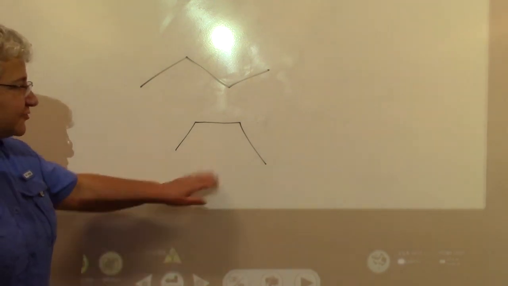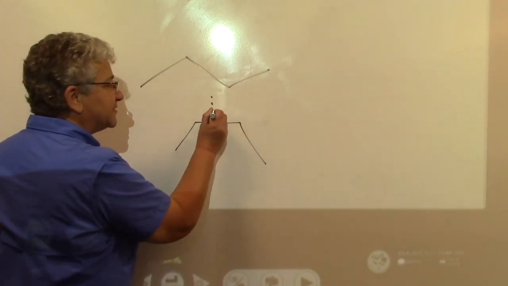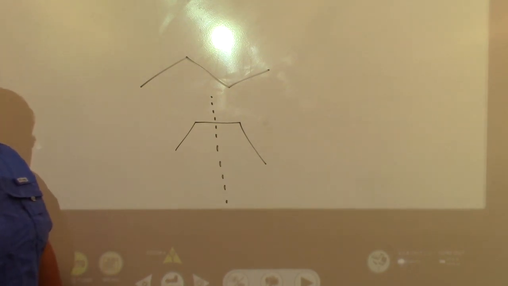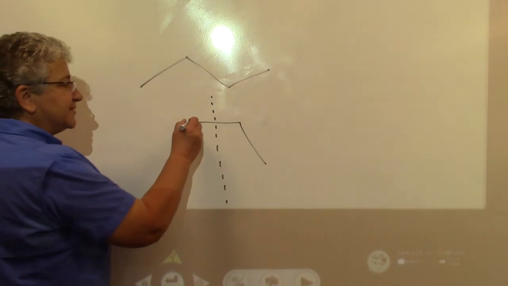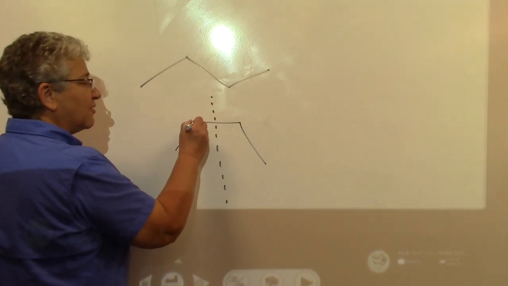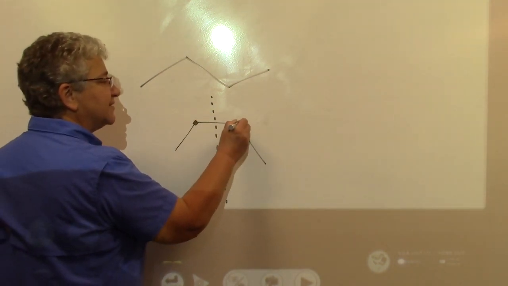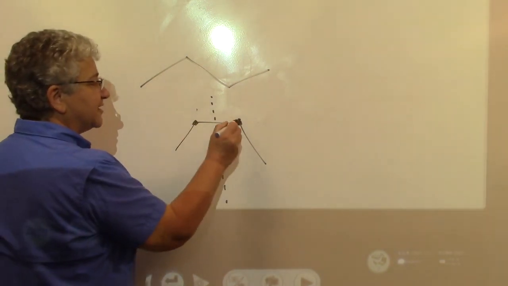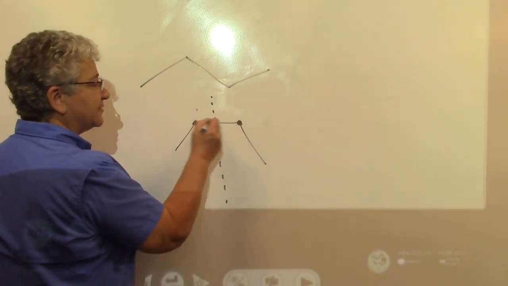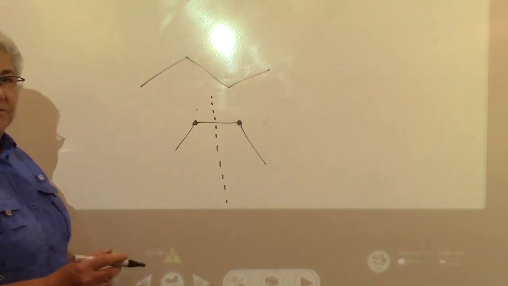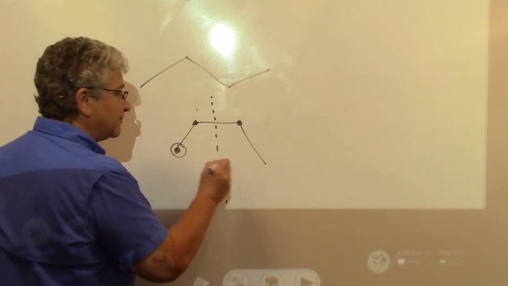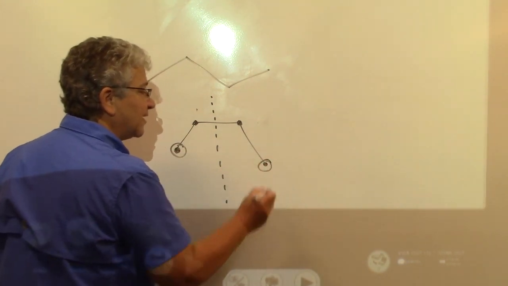But maybe if it's drawn like this, you might be able to see that there's a plane of symmetry that runs through the center of my molecule. And that means that this carbon is exactly the same as this carbon, right? 2 hydrogens, a methyl, and a CH2, 2 hydrogens, a methyl, and a CH2. Right, so they're exactly the same, and then this carbon is the same as that carbon.